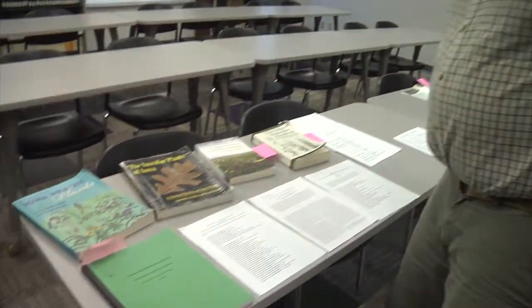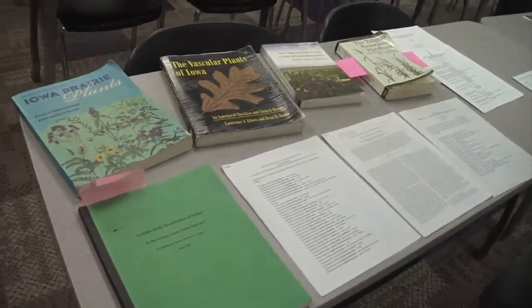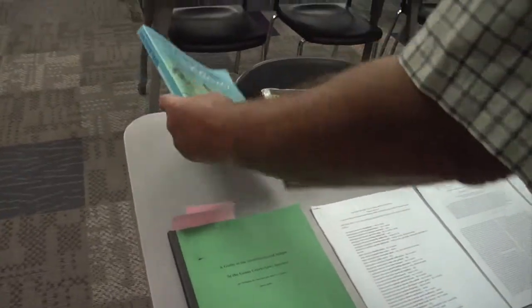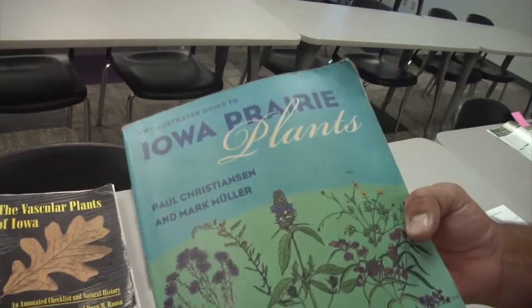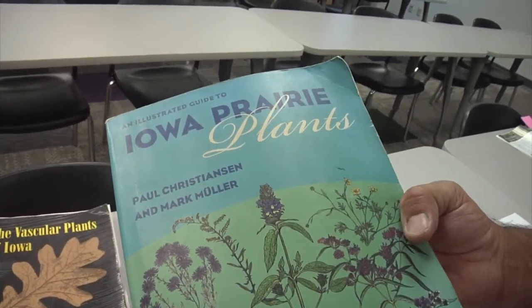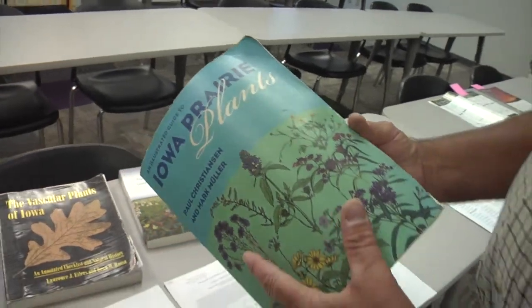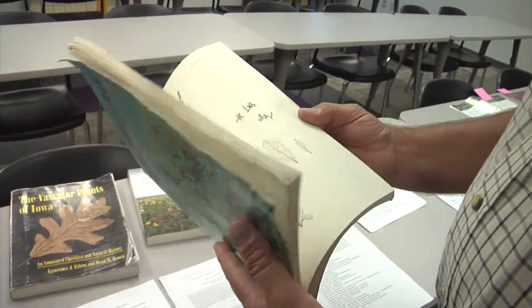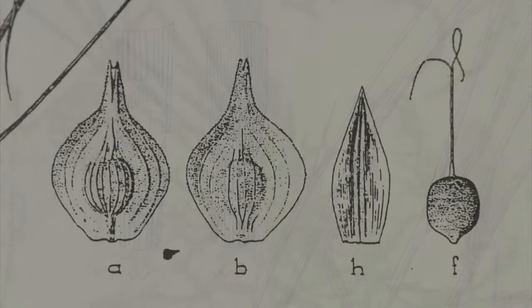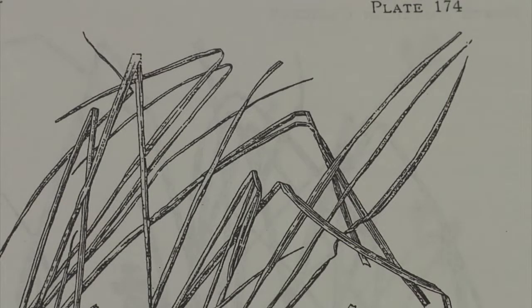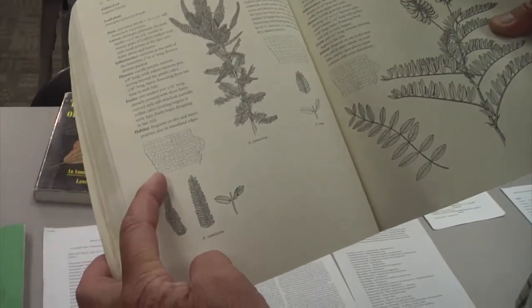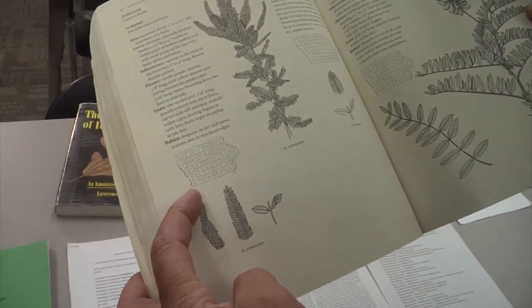preserves in your area. So just to show you a little bit about some of these references, this is one of the ones that I use most frequently, I think, out of all of them, and this is the Illustrated Guide to Iowa Prairie Plants by Christensen and Mueller. And this is a fairly comprehensive list of tallgrass prairie plants. There's nice line drawings in there, and what's most important is it has an Iowa map for each of the species, and each county that has a dot in it has a historical record of that species occurring in that county.